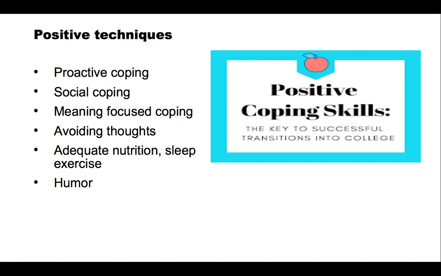So this include proactive coping, in which one reduces the stress of some difficult challenge by anticipating what it will be like and preparing for how one is going to cope with this. It's called as proactive coping. While social coping includes seeking social support from others, it's called as social coping. While meaning focused coping is which the person concentrates on deriving meaning from the stressful experiences. Yet another way of coping is avoiding thoughts or circumstances that causes stress.